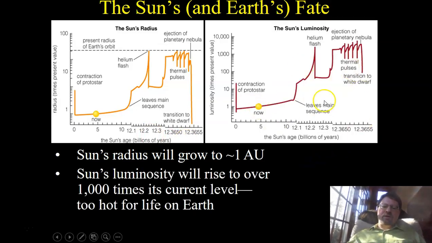So in terms of the luminosity, here you have the contraction of your protostar. Here you have the gradual brightening of the sun. And so you can see right now, 4.5 billion years into its evolution, the sun is at one solar luminosity. In another 7.5 billion years, it'll be on the red giant branch, having left the main sequence, and it'll be tens of times as bright as it is now. Then it'll become hundreds of times as bright, and then up to about 2,000 times as luminous as it is now when the helium flash occurs.